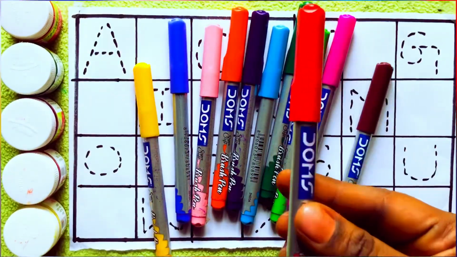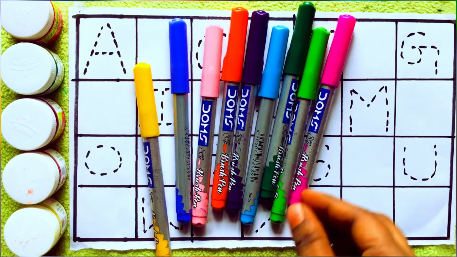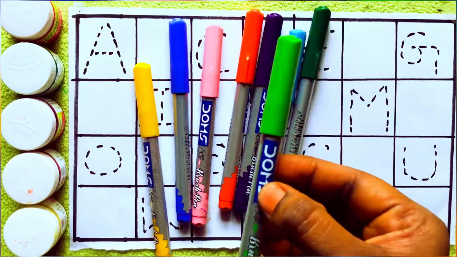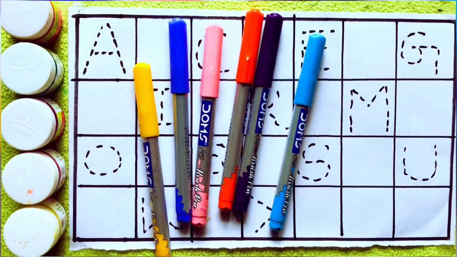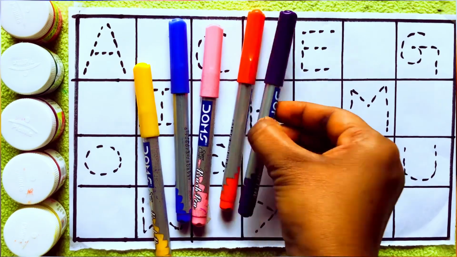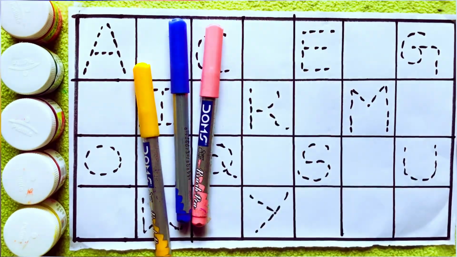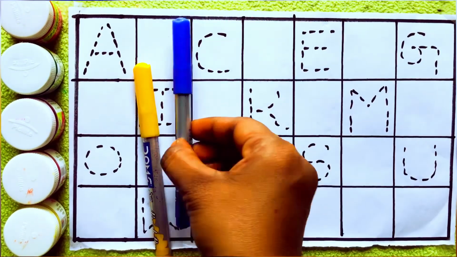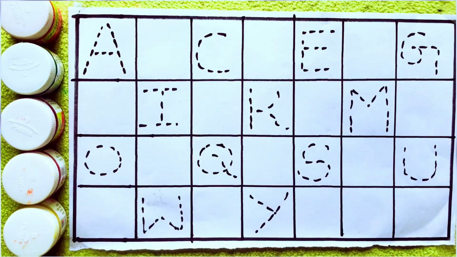Let's learn color names. Red color, brown color, pink color, green color, thick green color, sky blue color, violet color, orange color, pink color, blue color and yellow color.